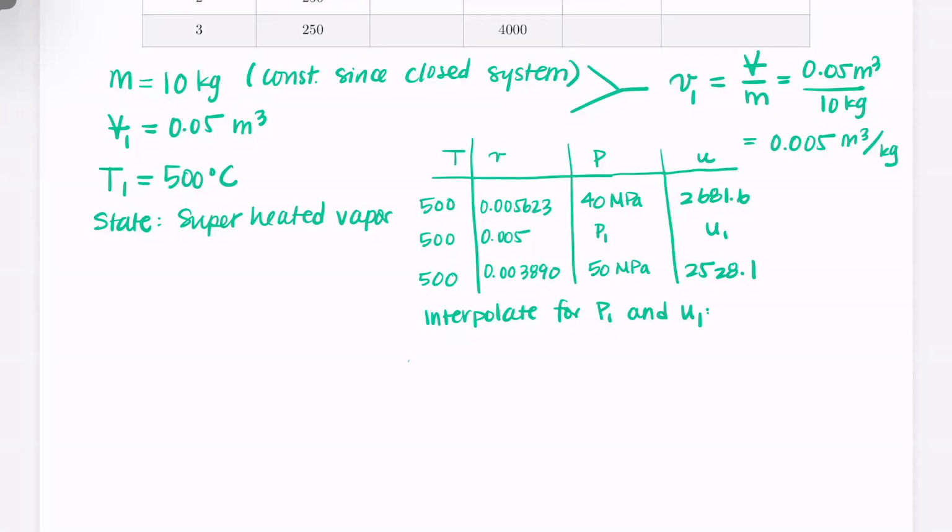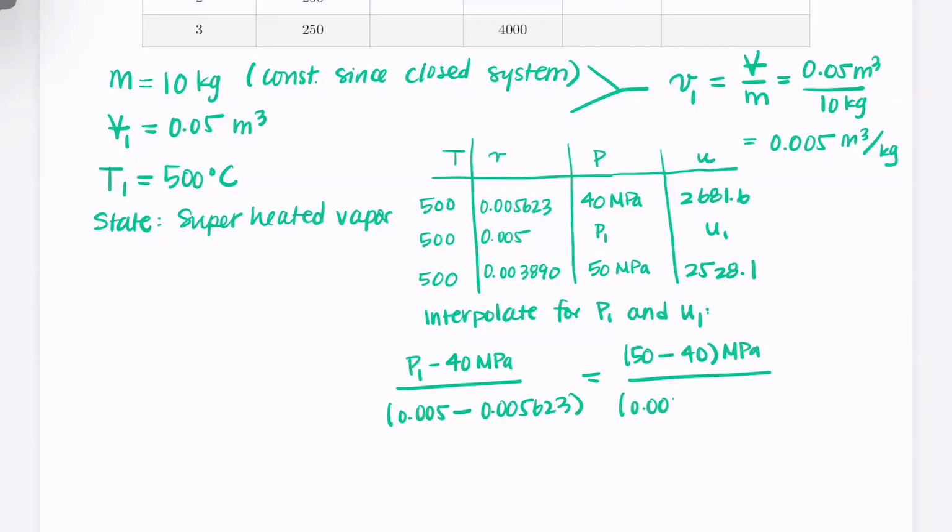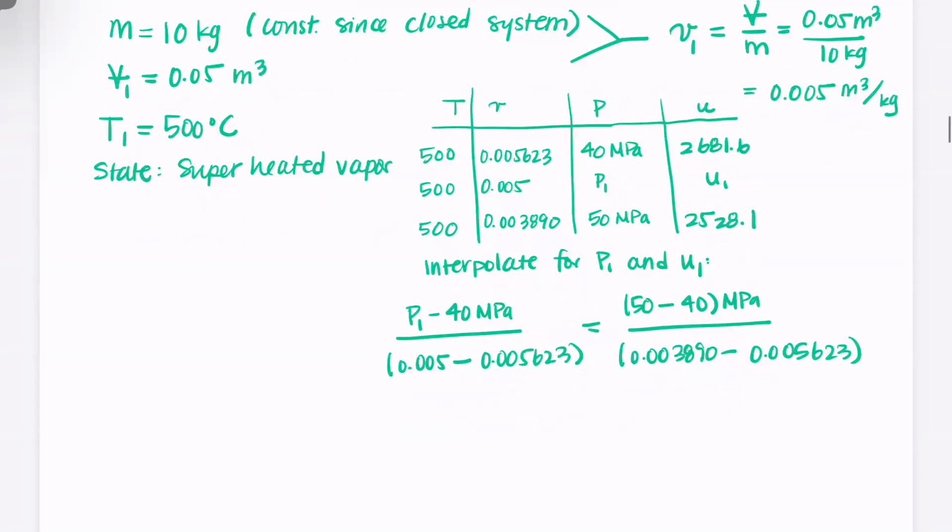Okay, so for P1, I have P1 minus 40 MPa divided by 0.005 minus 0.005623 is equal to that same slope between the points that we know. So we have 50 minus 40 MPa divided by 0.003890 minus 0.005623. All right, and then I just solve this expression for P1, and I get 43.59 MPa.